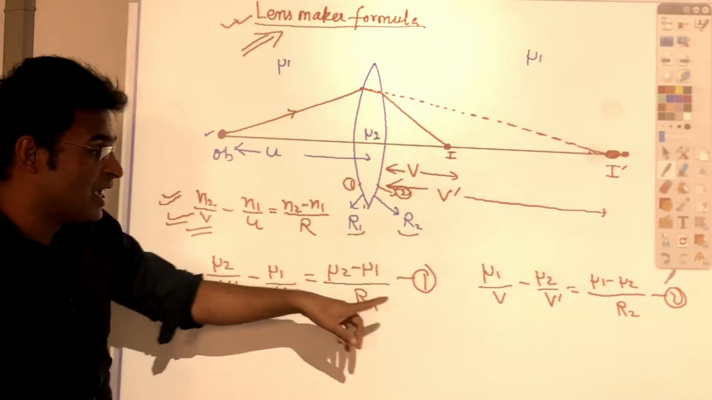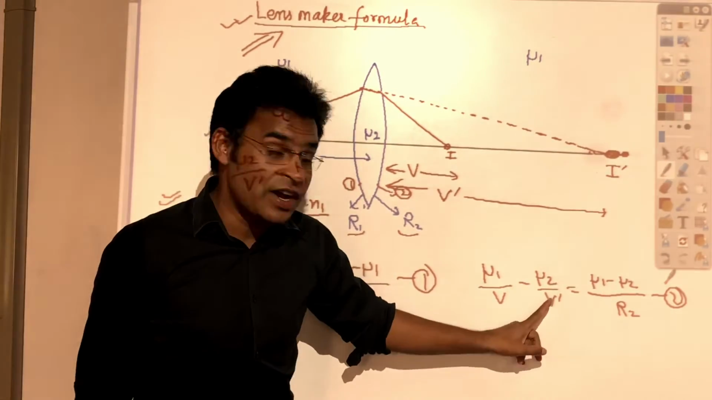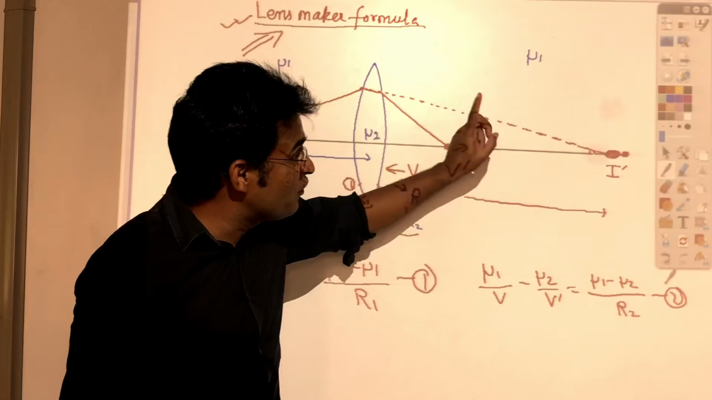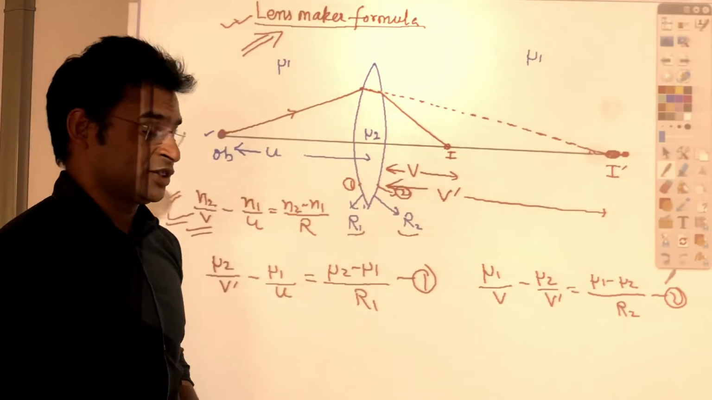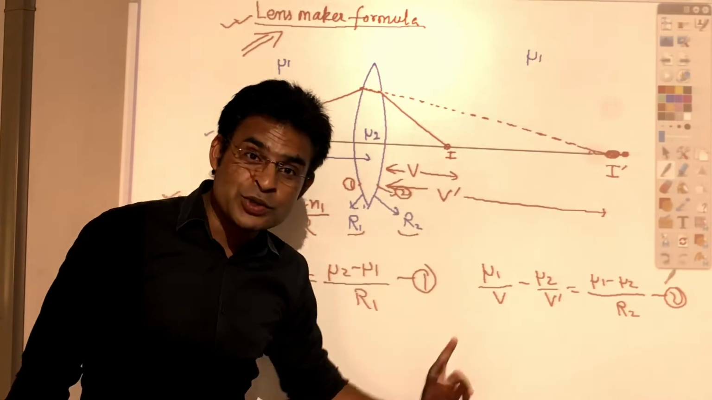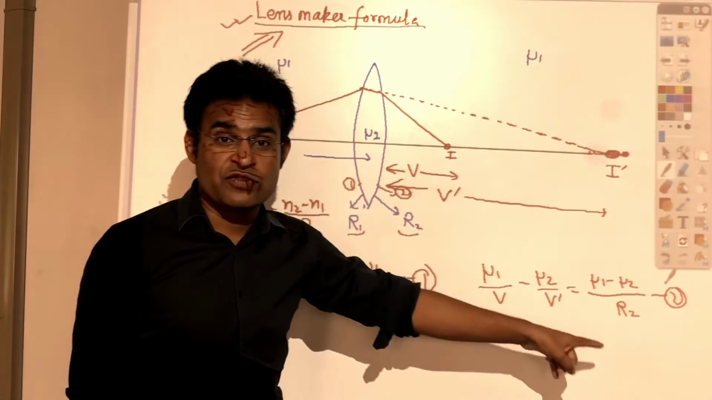And in place of v, I am writing v only. In place of that u, I am writing v dash. Why v dash? Because the image formed by first refraction, that is v dash, works as an object for second refraction. So basically mu1 and mu2 interchange, and the image formed by first refraction works as an object for second refraction.